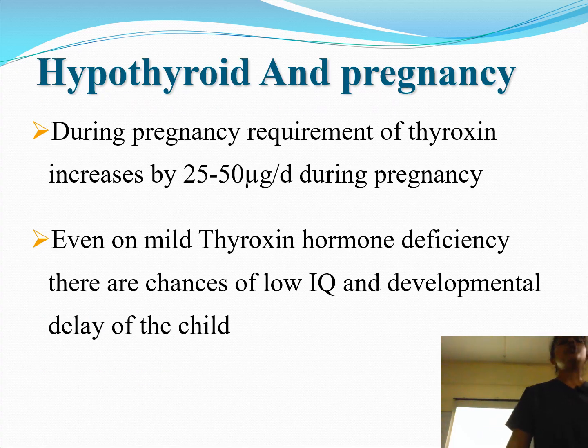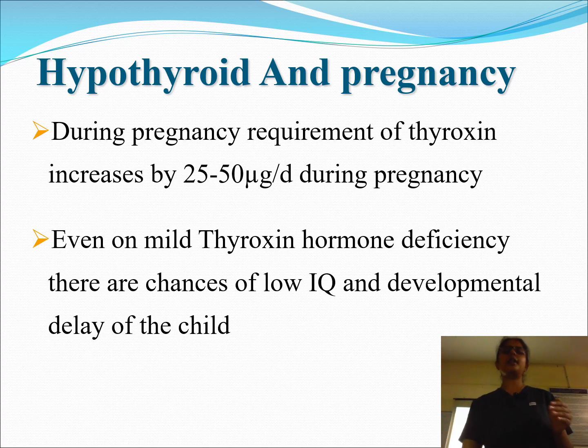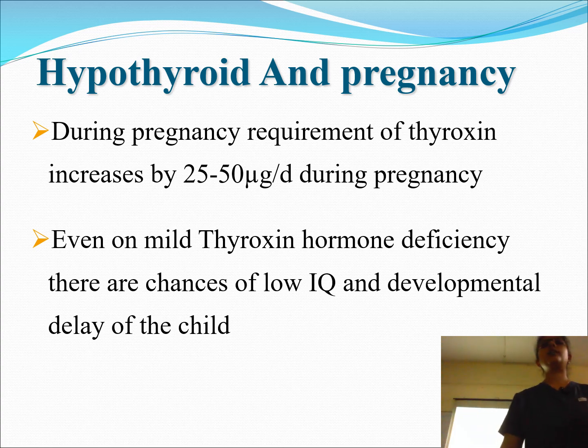Hypothyroidism and pregnancy. During pregnancy, the thyroxine requirement increases by 25 to 50 microgram per day. Even on mild thyroxine hormone deficiency, there are chances of low IQ and developmental delay of the child. So thyroid levels should be maintained properly.